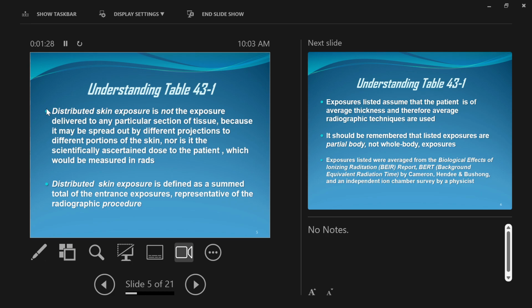So, certain X-ray procedures, most of them have more than one image, right? A chest X-ray has two images, a hand X-ray typically has three images, and so on, right? These body parts that we radiograph, we take several images of them. Each exposure, rather, each image we take gives the patient some exposure, right? If you add up the exposure for all of those images, that's the distributed skin exposure. So it's the exposure integrated across all of the images that we take.